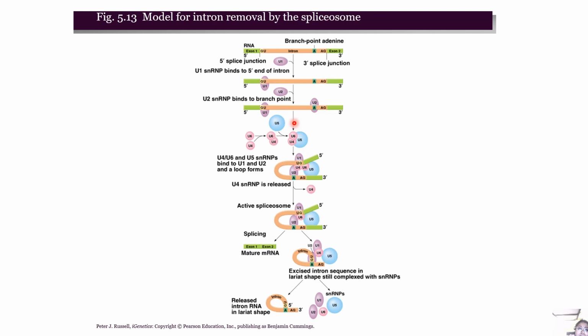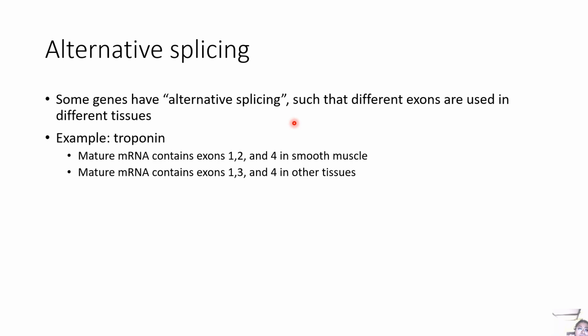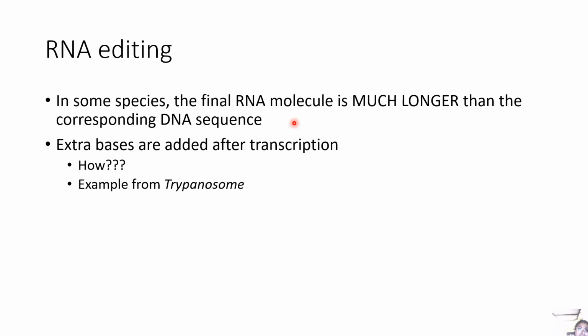Okay, this is a model for intron removal by the spliceosome. Now, we know about alternative splicing. Some genes have alternative splicing, since different exons are used in different tissues. RNA editing: in some cases, in some species, the final RNA molecule is much longer than the corresponding DNA sequence. Extra bases are added after transcription.